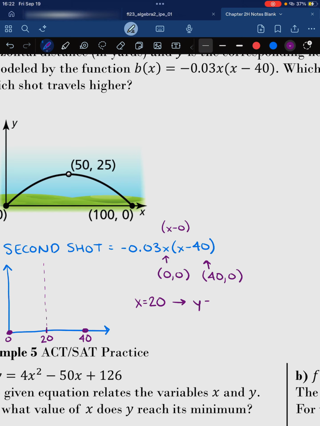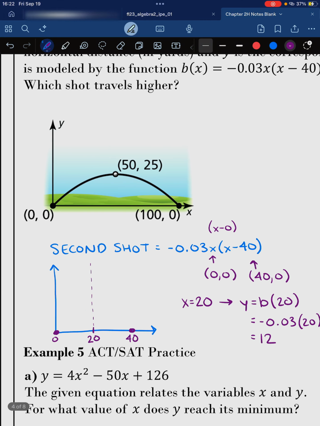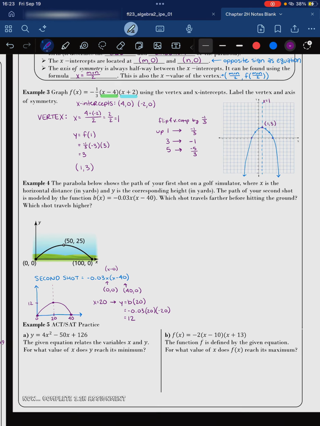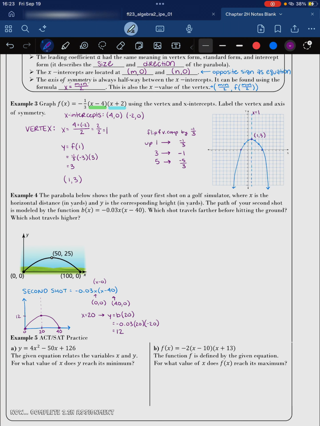To find the y value, we can go ahead and do, looks like my function's called b of 20, which is going to be negative 0.03 times 20 times 20 minus 40, which is negative 20. And if we multiply that all out, we get 12. So it does not look like that goes very high, does it? It only goes up to a y value of 12. Okay, and then I can go ahead and answer my question then.